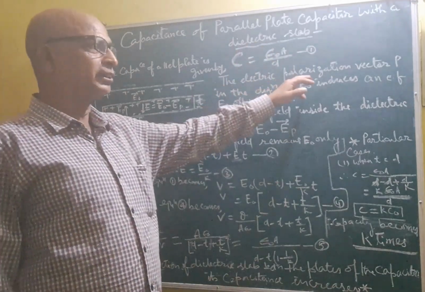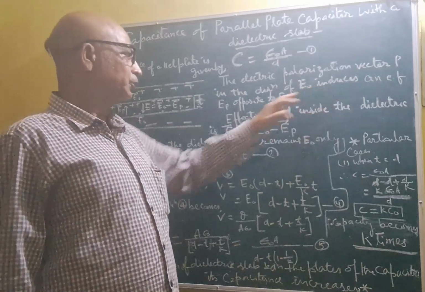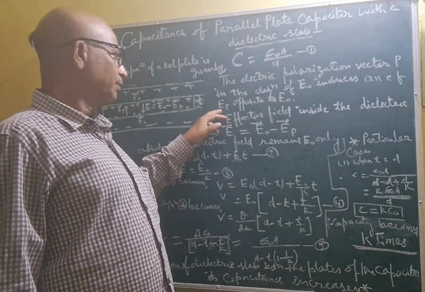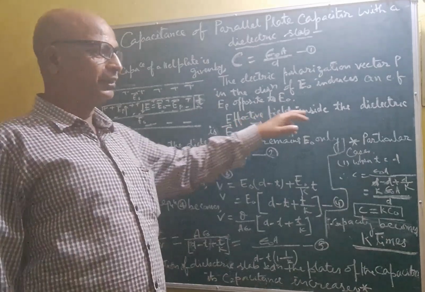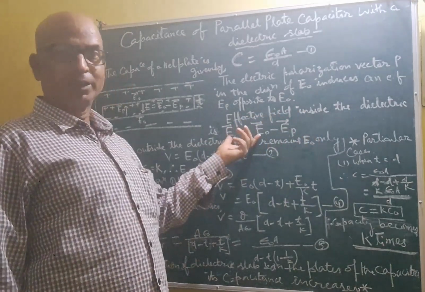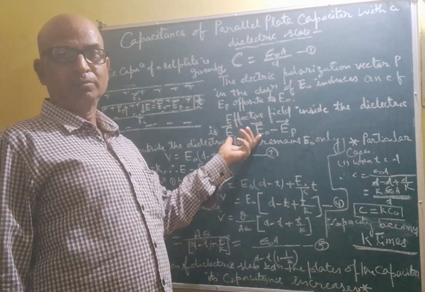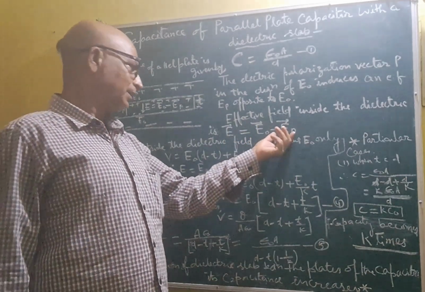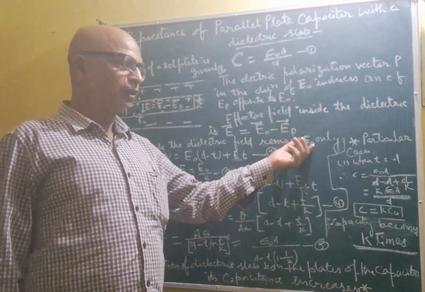The electric polarization vector P in the direction of E0 induces an electric field Ep opposite to E0. So the effective field inside the dielectric slab is given by this formula: E equals E0 minus Ep. Outside the dielectric, the field remains E0 only.